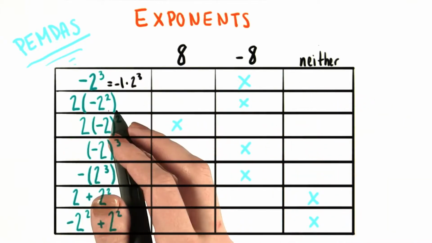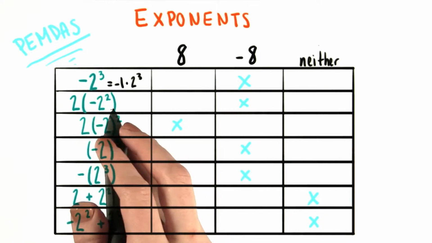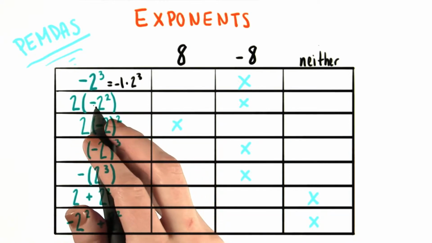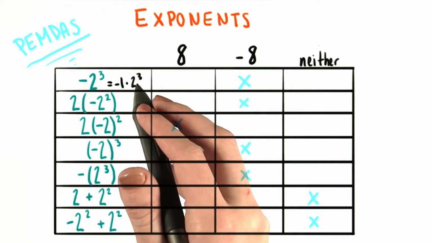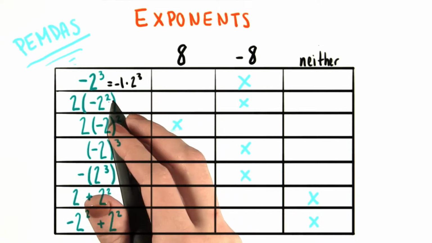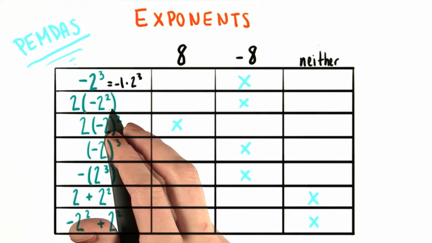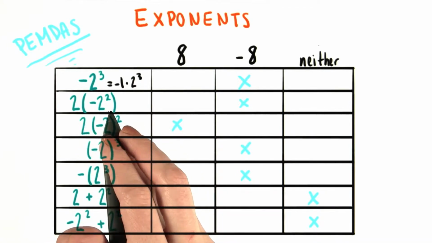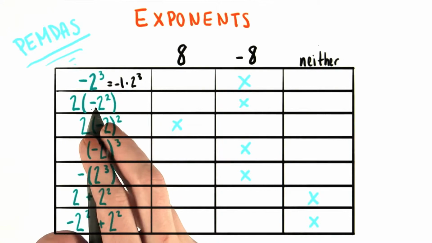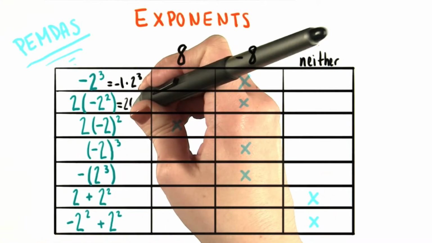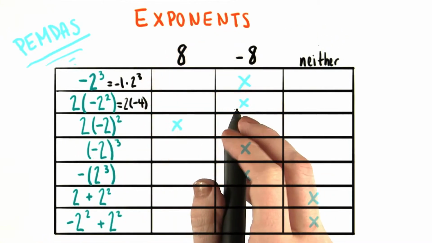The next problem has some parentheses in it, so we need to deal with what's inside of those first. And inside we have negative 2 squared. Just like in this first problem, we need to do the exponent before the negative sign. So what's inside the parentheses here is negative 4, since we have negative 2 squared, which is negative 4. So this equals 2 times negative 4, which is just negative 8 again.